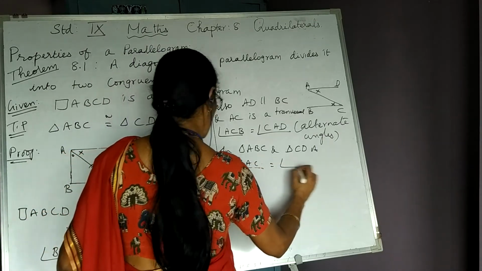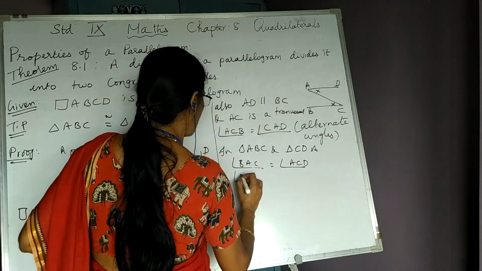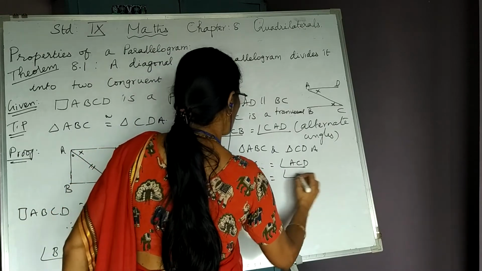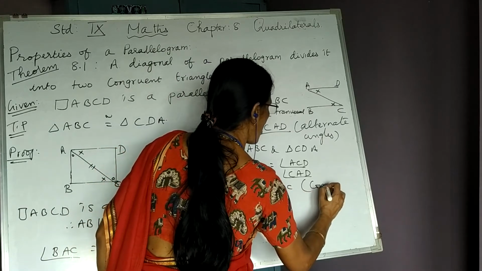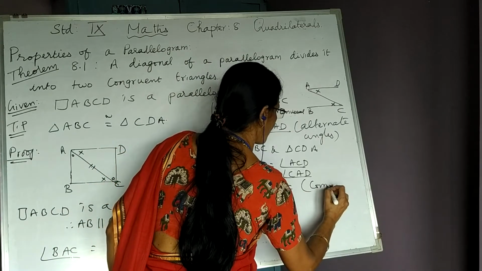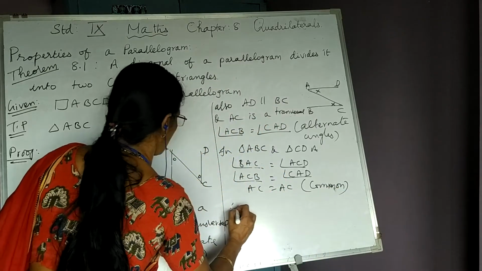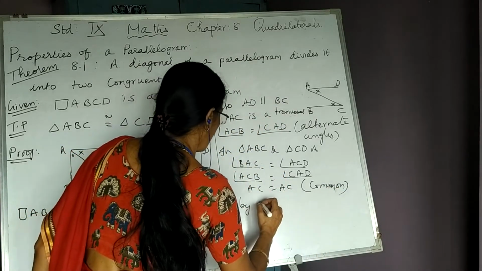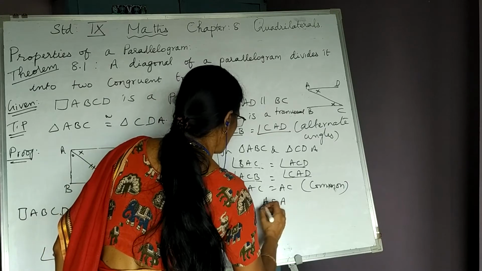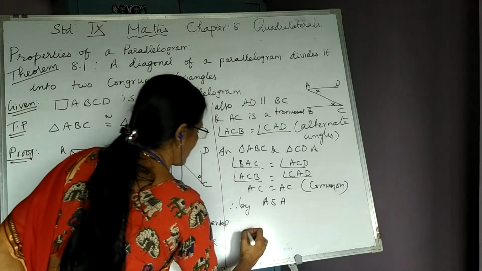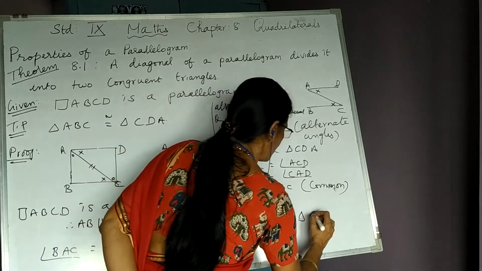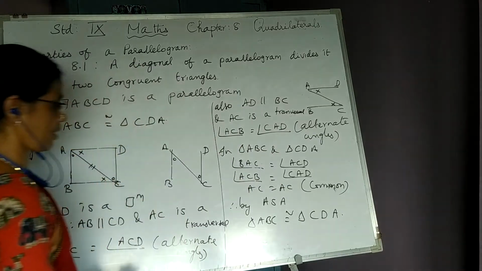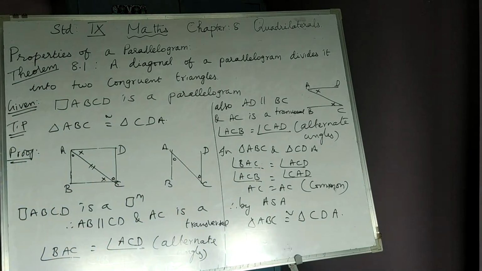angle BAC is equal to angle ACD. Angle ACB is equal to angle CAD. AC equal to AC, which is the common side. Therefore, by the ASA, angle side angle theorem, triangle ABC is congruent to triangle CDA.